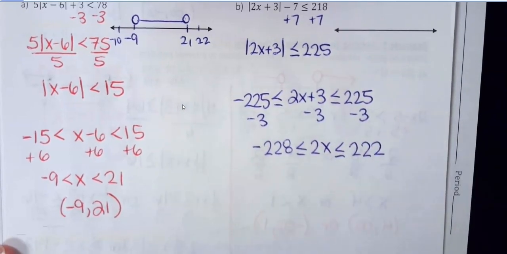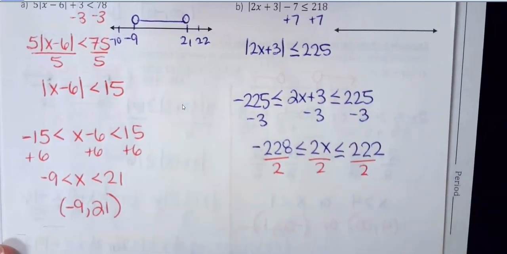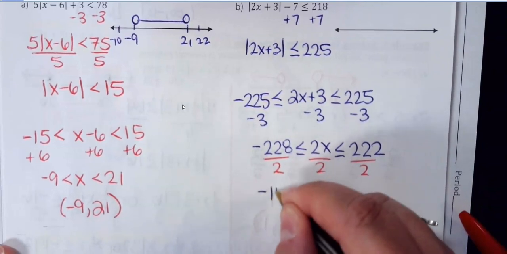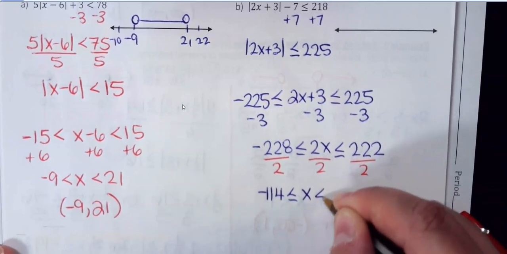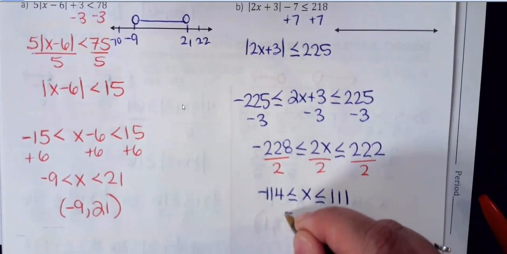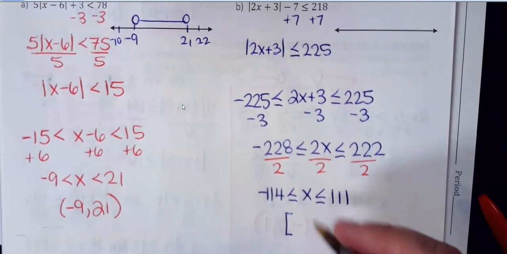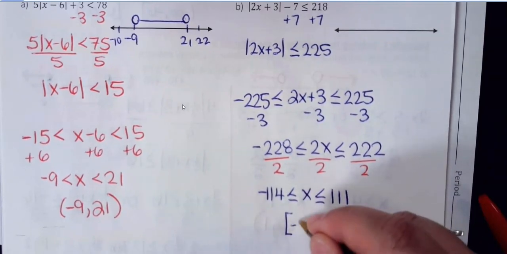Then, my ultimate goal, just get x by itself in the middle. So everybody gets divided by 2. And these should be nice numbers here. This will be negative 114 is less than or equal to x, which is less than or equal to positive 111. So that just means x is between those two numbers. Anything that's bigger than negative 114 at the same time less than 111. And if you want to do the interval here, these would have brackets because I have the or equal to. So that allows negative 114 and positive 111 to be solutions to this.